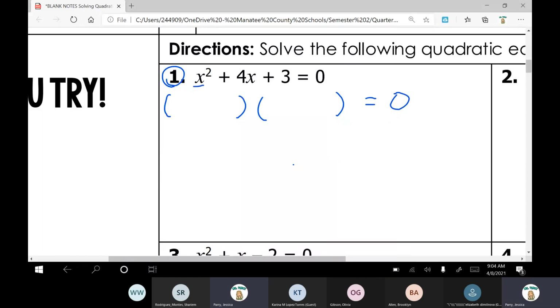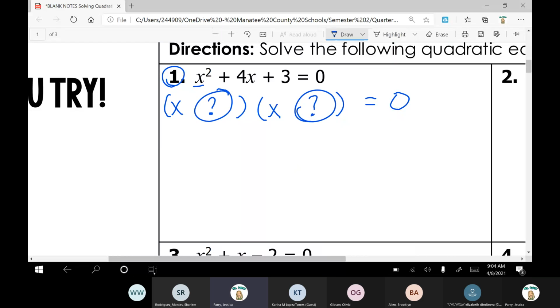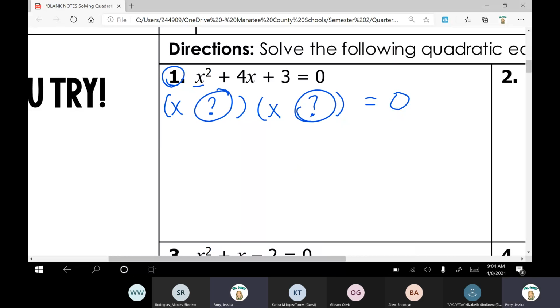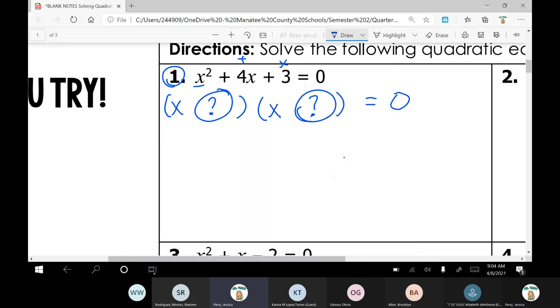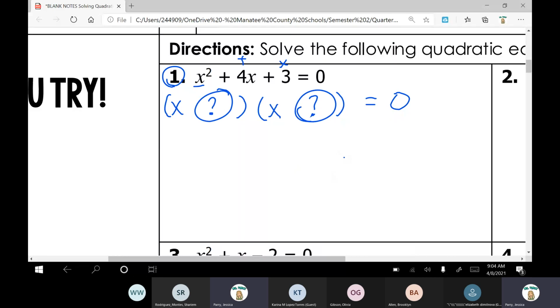We know we're going to be dealing with the variable x. So here's my variable x, here's my variable x. We need to find 2 numbers. When you multiply them, they're going to multiply to 3. So something times something equals 3. And then when you add those numbers together, something plus something, we get 4. So multiply to 3, add to 4.